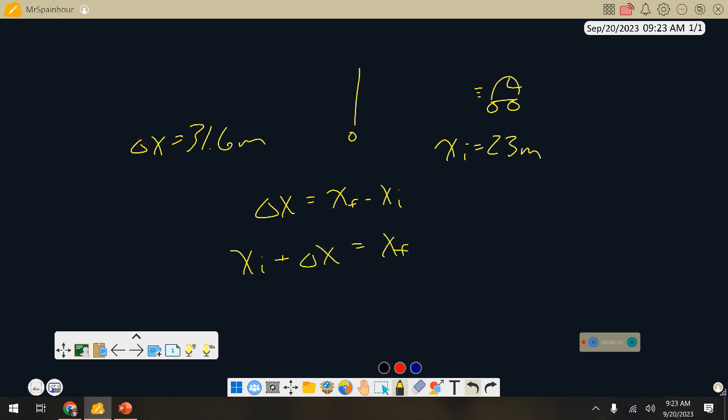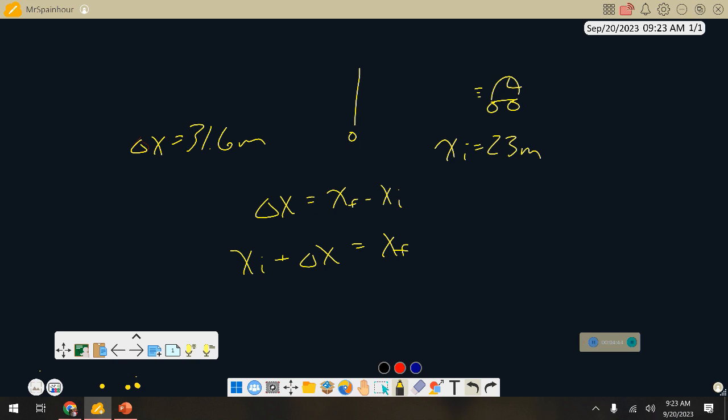The initial plus how much it has changed equals the final. And that makes sense, right? If I have 3 jelly beans and someone hands me 6 jelly beans and my jelly beans have changed by 6, my initial was 3, my change was 6, the end should be 9.